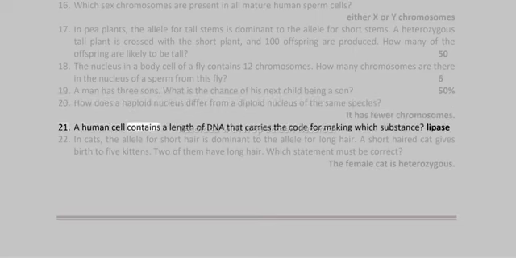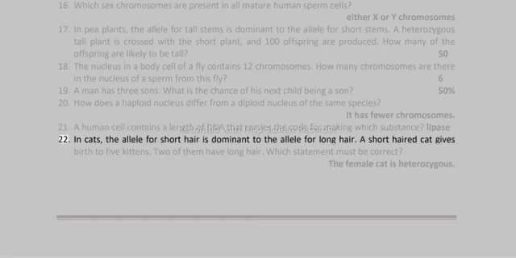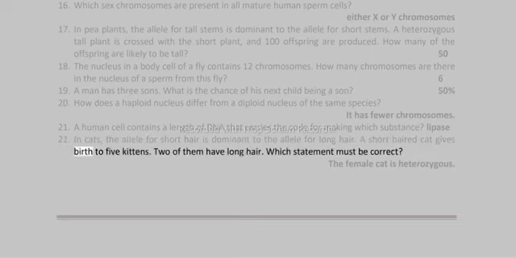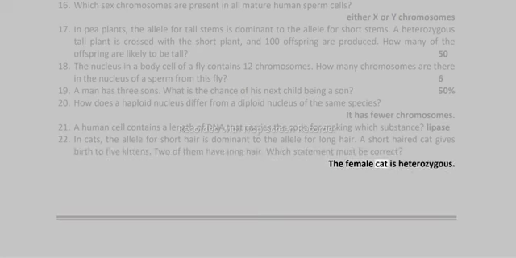21. A human cell contains a length of DNA that carries the code for making which substance? Lipase. 22. In cats, the allele for short hair is dominant to the allele for long hair. A short-haired cat gives birth to 5 kittens. 2 of them have long hair. Which statement must be correct? The female cat is heterozygous.